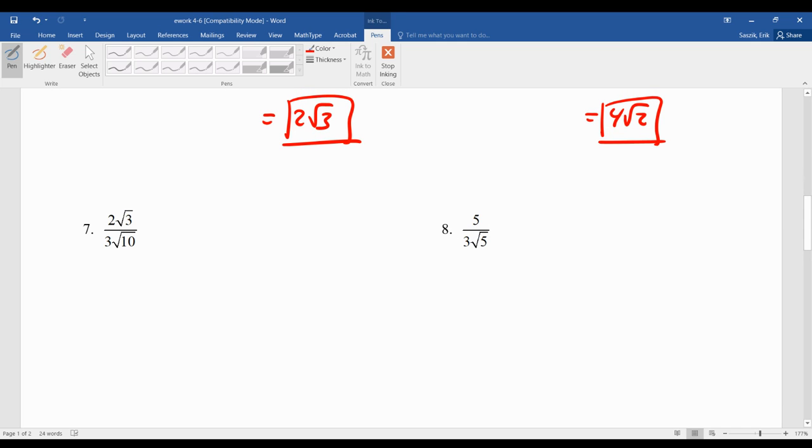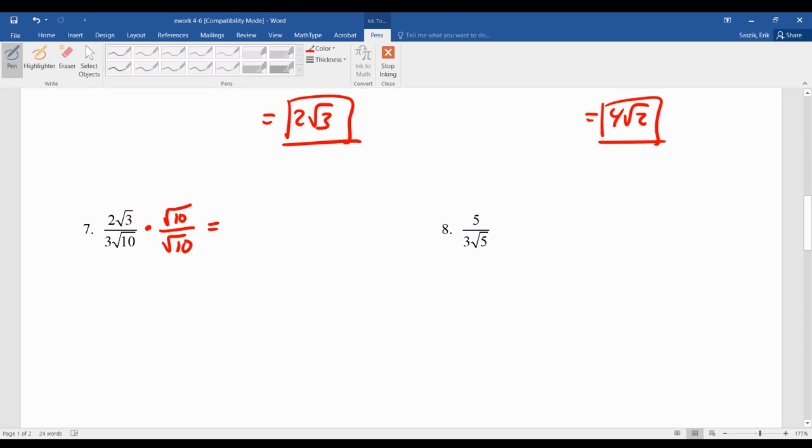Okay, now these two are a little bit different down here. This one's a little bit messier. Notice how you have this 3 in the front? Don't worry about that. That's not a problem. It's not a problem to have a 3 in the denominator. The problem is the root. So we're going to multiply by root 10 over root 10, just like we did in the previous two problems.